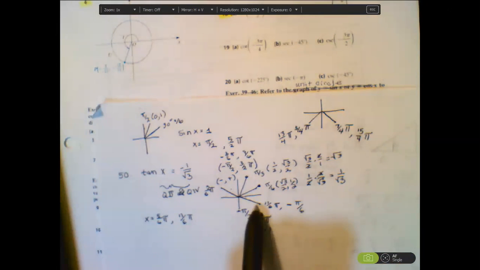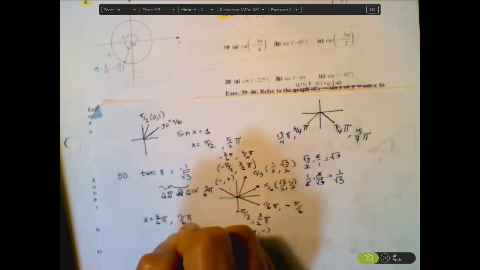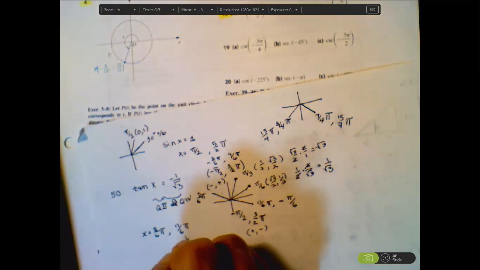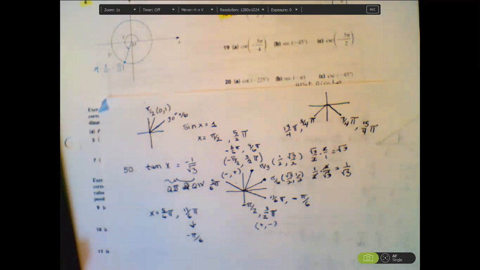11/6 pi radians counterclockwise is the same as 1/6 pi radian clockwise. That's also known as negative pi over 6. Go 11/6 pi in this direction or just 1/6 pi in this direction, you end up at the same place. So instead of giving 11/6 pi as an answer, I need to give its coterminal angle, negative pi over 6, as an answer.